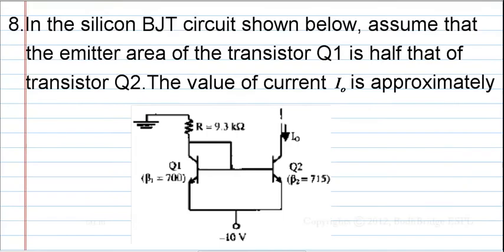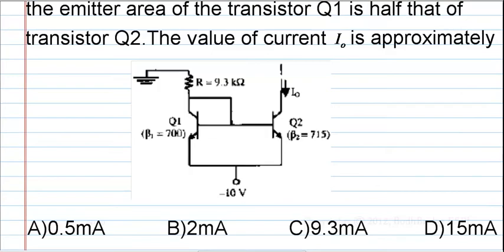The question is, in the silicon BJT circuit shown below, assume that the emitter area of the transistor Q1 is half that of transistor Q2. The value of current I0 is approximately, the silicon BJT circuit is as shown. The options are, first option 0.5 milliamperes, second option 2 milliamperes, third option 9.3 milliamperes, fourth option 15 milliamperes.